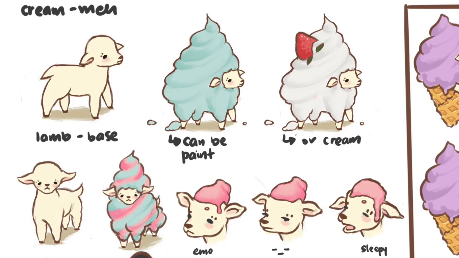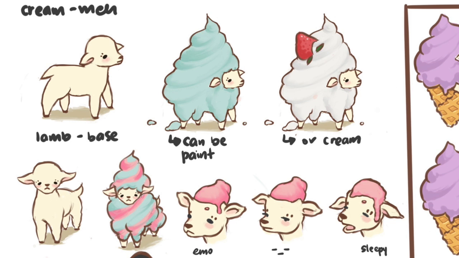So a little bit about this character. This character is called Cream Me. So basically it's a lamb with a cream on it. So the cream can be any sort of cream-like substance. So it can be paint or cream. It can also be ice cream.